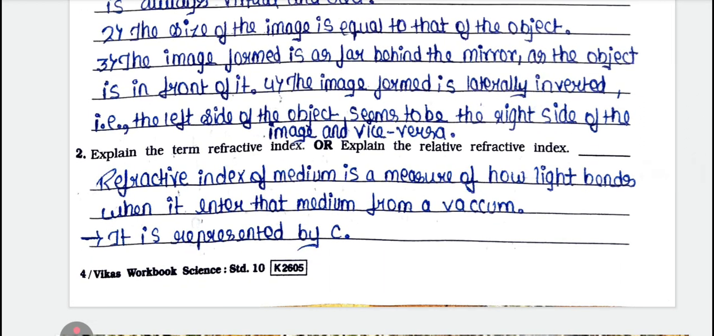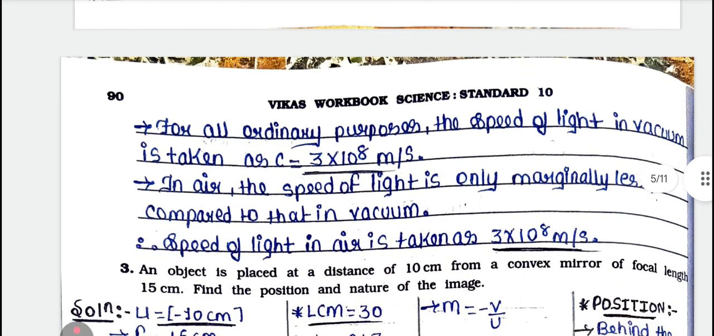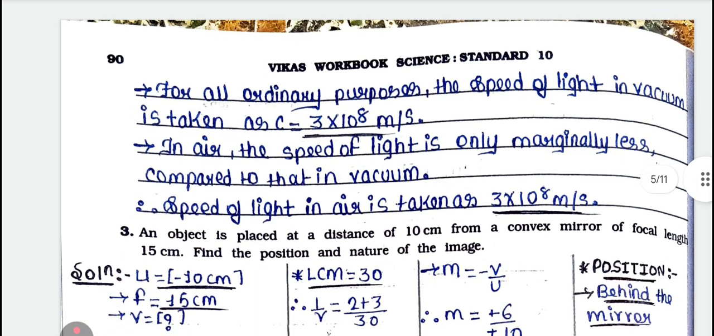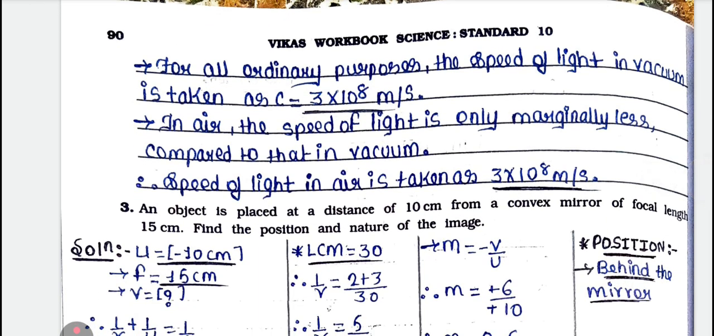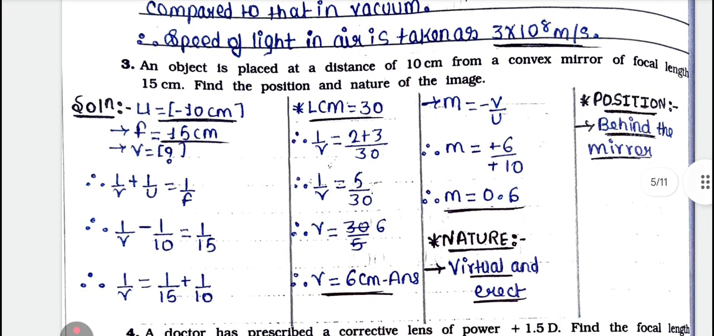Question number 2, explain the term refractive index. Right. So the answer will be: the refractive index of a medium is a measure of how much light bends when it enters that medium from a vacuum. Second, it is represented by n. For all ordinary purposes, the speed of light in vacuum is taken as 3 × 10^8 meter per second. Next point, in air, the speed of light is only marginally less compared to that in vacuum. Correct?